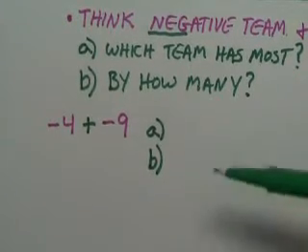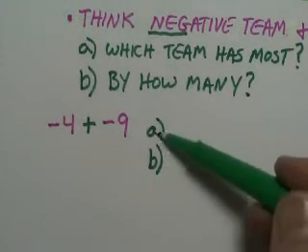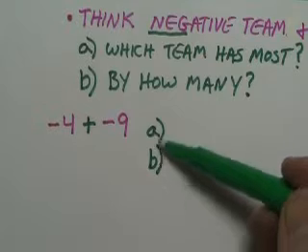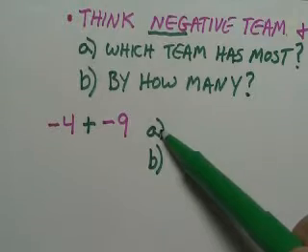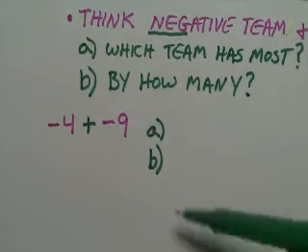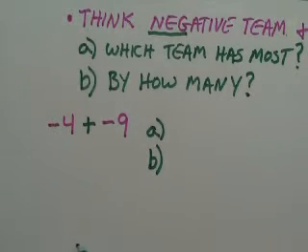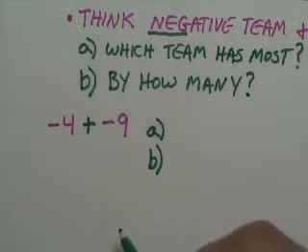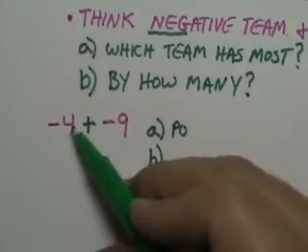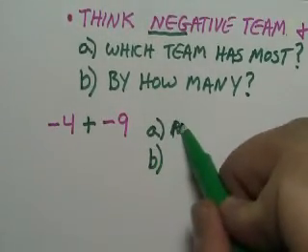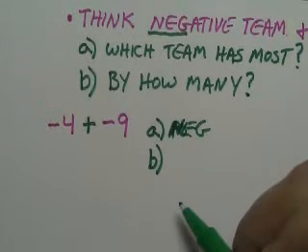Okay, let's do a few examples here. I have -4 and -9. Now I'm going to ask myself two questions. Later you can do this in your head, but for now please write this down. It is, A, which team has the most, and B, by how many? Okay, so I have a -4 and a -9. So who has the most? It's the negative. There's much more negative. It's all negative. Now, by how many?